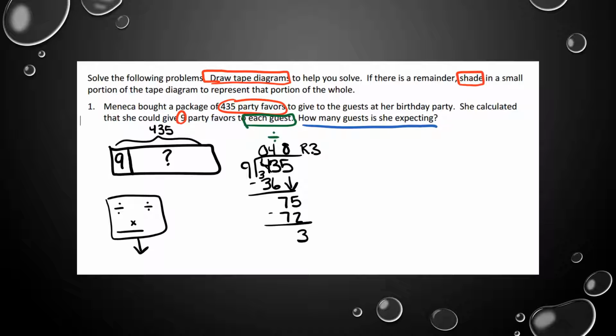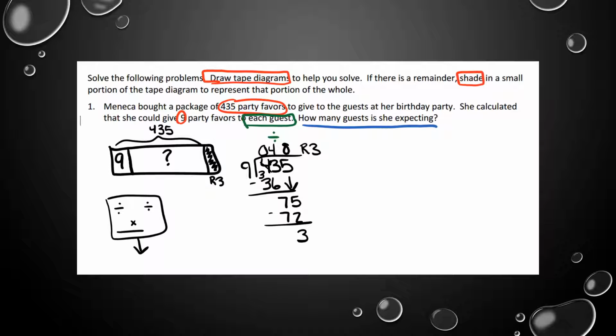So now this is a problem with a remainder in it. So I'm going to give myself, like the directions said, if there's a remainder, shade in a small portion of the tape to represent the portion of the whole. So I'm going to add an extra little portion and shade it in and label it remainder 3.